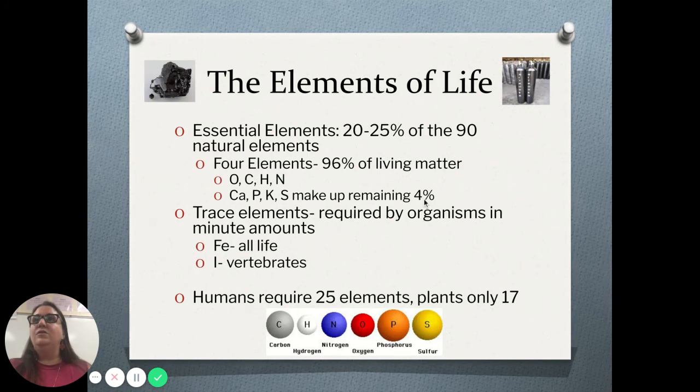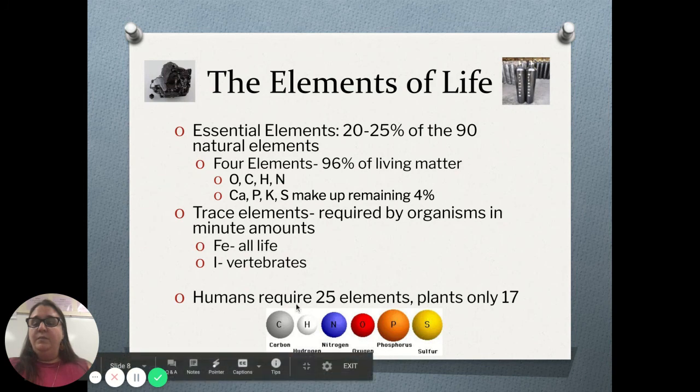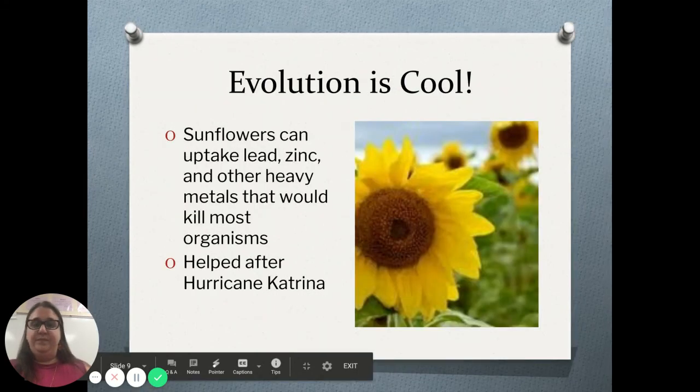We're going to get into different things called macromolecules and break those down and see what elements they have in them. And then there are some trace elements that are required by all organisms in minute amounts, like iron. Everybody needs iron. And iodine is very essential in vertebrates. It helps our thyroids to function. Humans require 25 different elements, and most plants only require 17. Little factoid there for you.